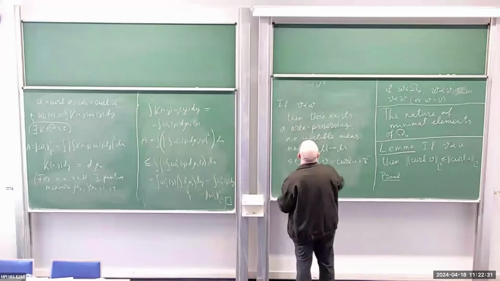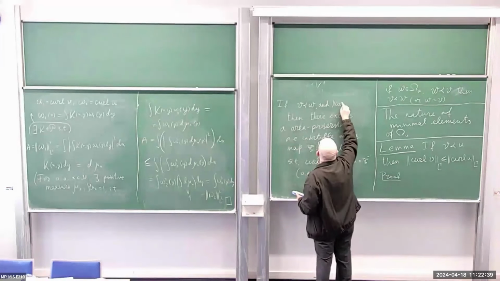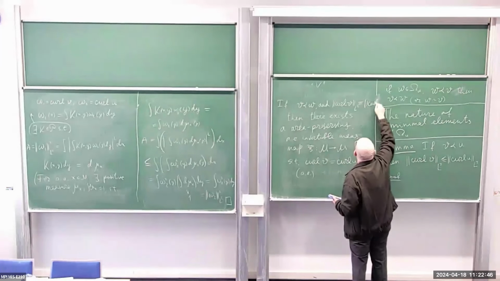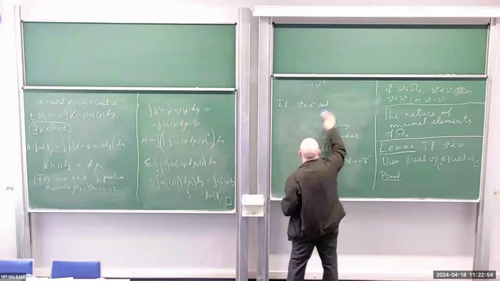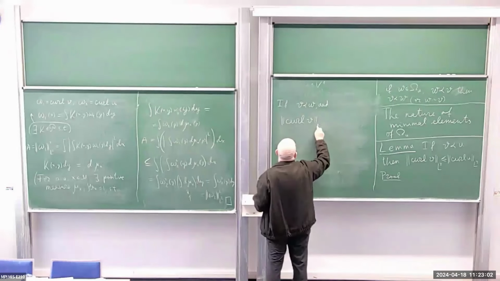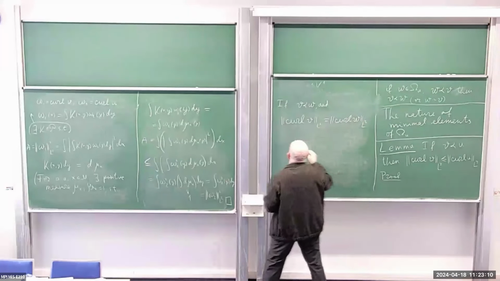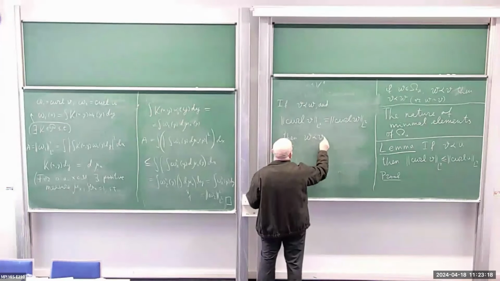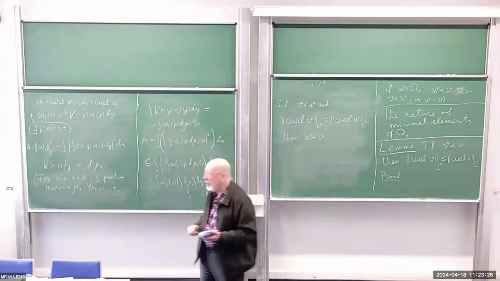If V less than omega and norm curl V to equals norm curl W, then W less than V. I can write this way. No, let me not prove this fact.